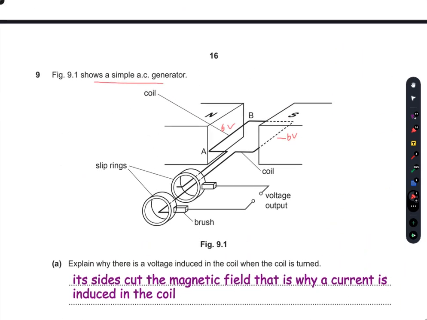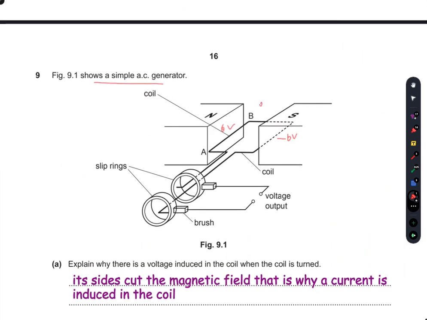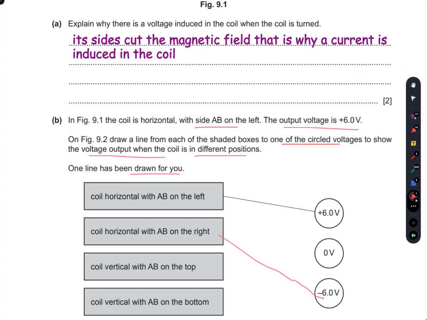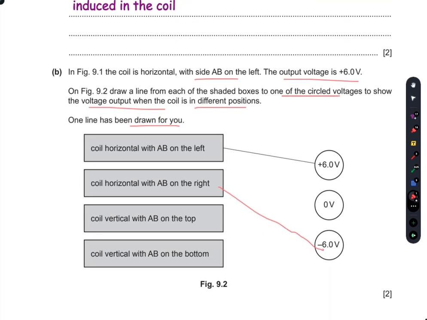And when the coil reaches the vertical position, remember this, whenever the coil reaches the vertical position, the voltage produced in it is 0 volts. So remember this.